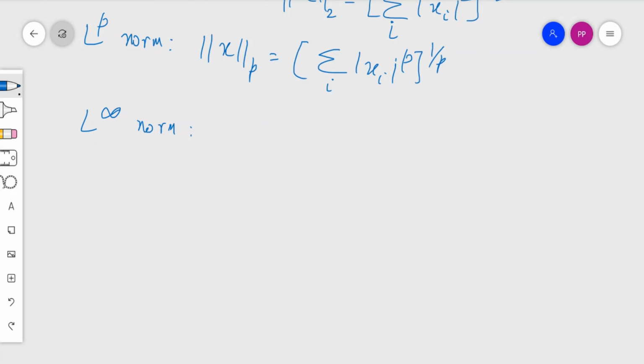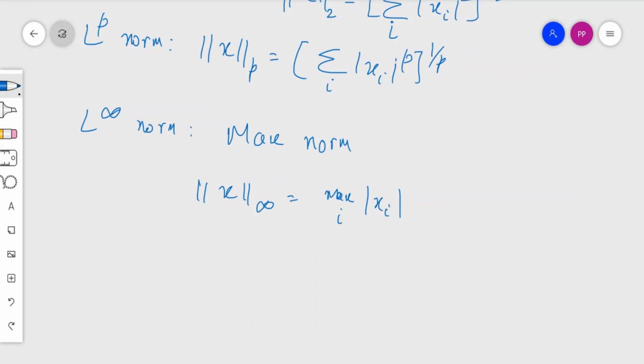This is also known as the max norm. It will find the largest magnitude within the vector. So we can find the L infinity norm as the norm of x at infinity equals the maximum over the magnitudes throughout the vector.